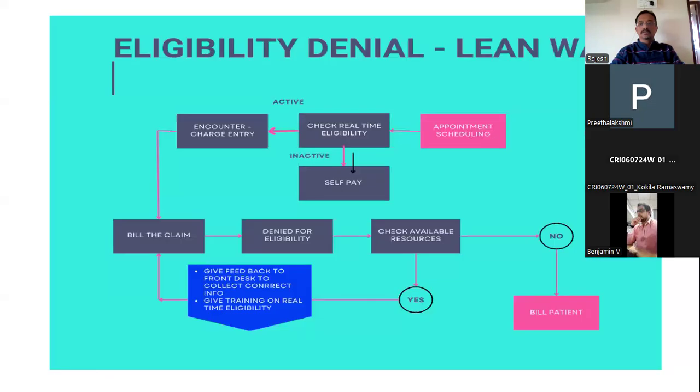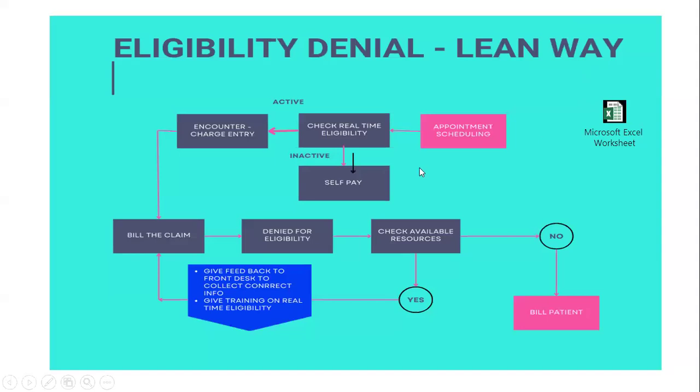Here is the challenge. When the claim is getting an appointment, we have to start working on it at the appointment itself. When the patient is coming for a scheduled appointment, we have to check the eligibility and see whether the patient has active or inactive insurance. If the patient has active insurance, you know very well what needs to be done: bill the claim, and the claim will go on and get paid. When the patient is inactive, right here we can make them a self-pay patient and close it.